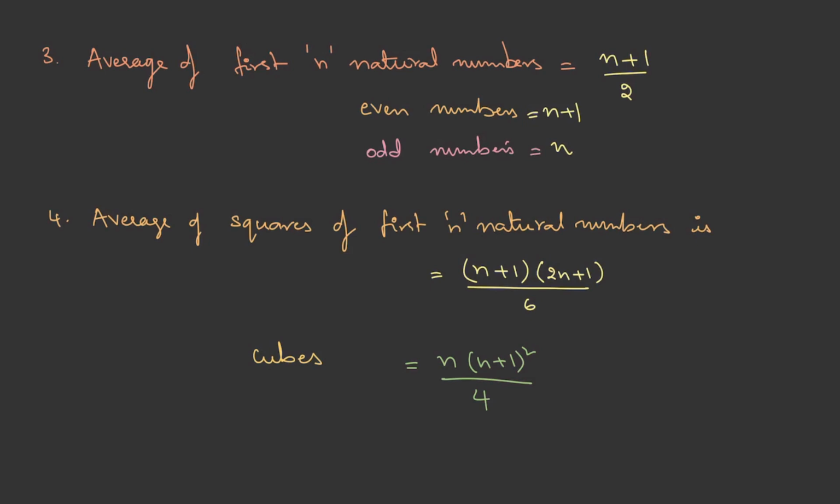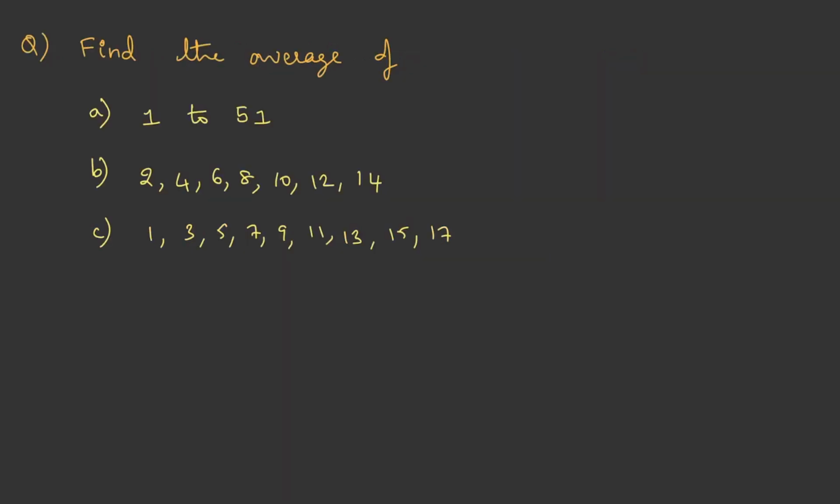Okay, let's try one question. Find the average of 1 to 51. So these are n natural numbers where n is 51. Therefore, I can directly use the formula n plus 1 by 2, that is 51 plus 1 by 2, this is 26.